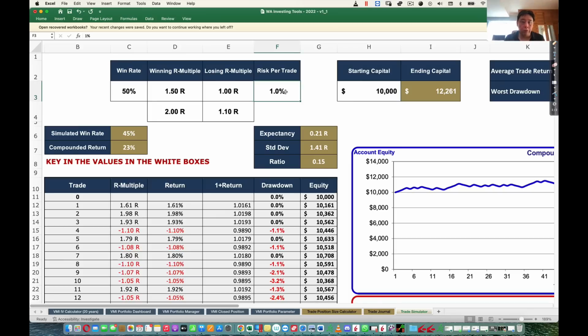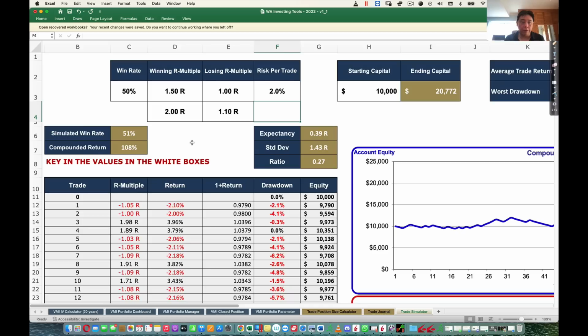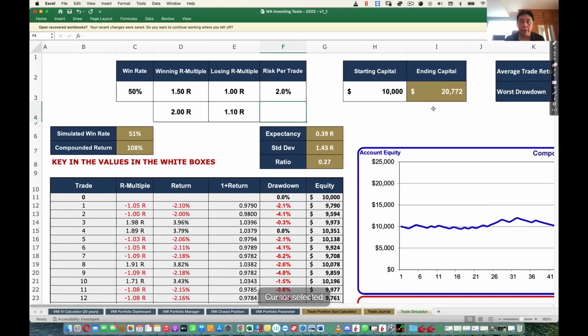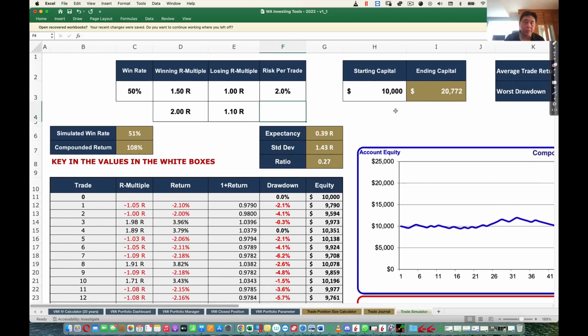Now, if you risk 2%, for example, you can see that, of course, the returns get a lot more. You could get 108% return in 10 months, all right? But of course, you can see the equity curve becomes a lot more volatile, right? A lot more volatile. I don't suggest going more than 3% risk. Always start small, start with 1% risk, and manage your risk to reward ratios, right? So essentially, this is how we trade as professionals.